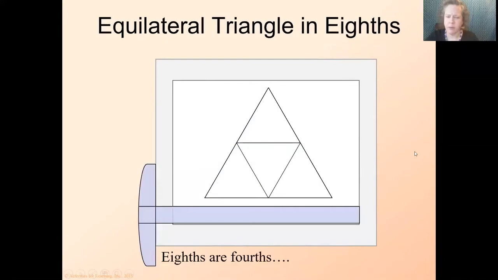And so from the fourths, your child can divide the triangle into eighths. So this is one way, and this is the way that the book shows as one of the answers. But another way would be this. So either of those would be perfectly fine.